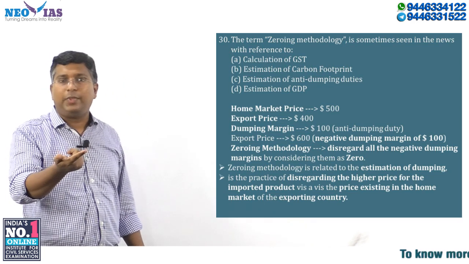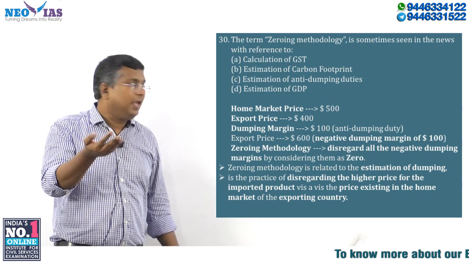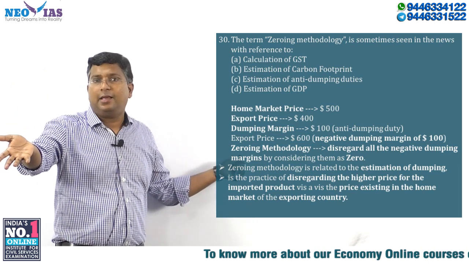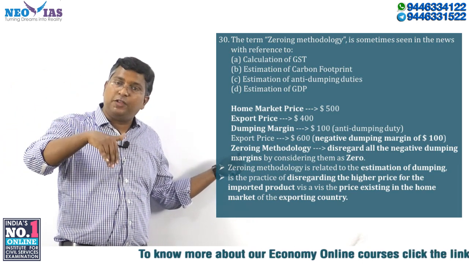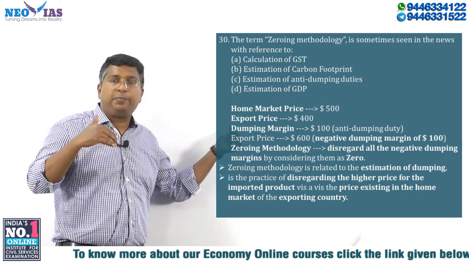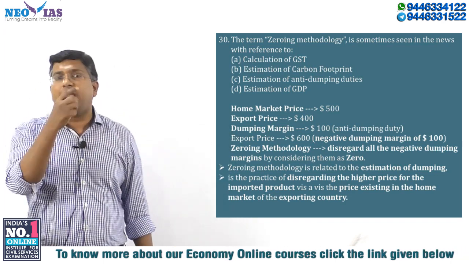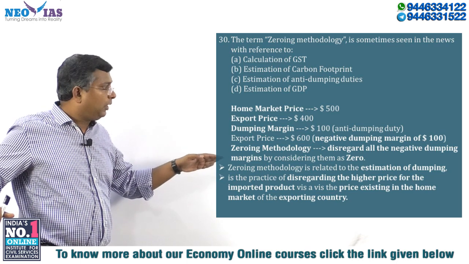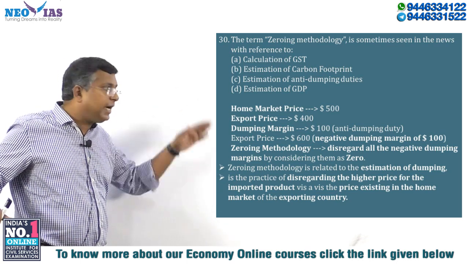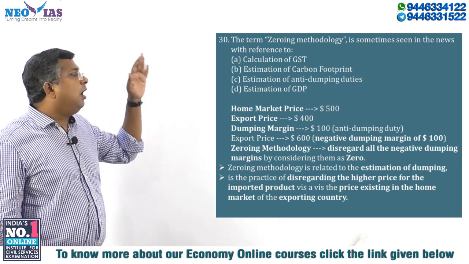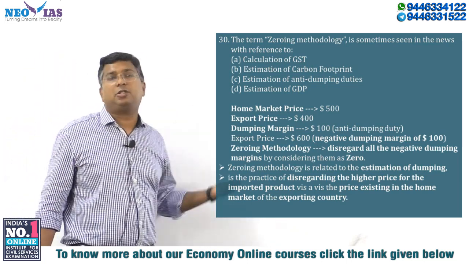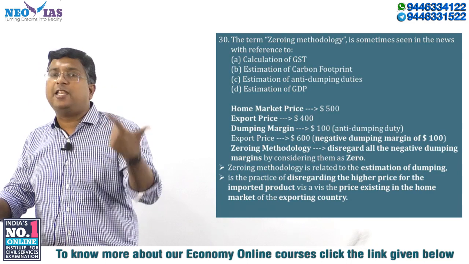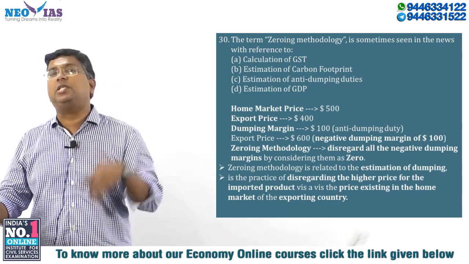So for the 50% of the product exported at a negative dumping margin, the US will not impose any anti-dumping duty. But for the remaining 50% of the product exported at a lower price, the US will impose anti-dumping duty. This methodology through which a country disregards all the negative dumping margins is what is called zeroing methodology. Zeroing methodology is used to calculate anti-dumping duty. This is what the concept is all about.